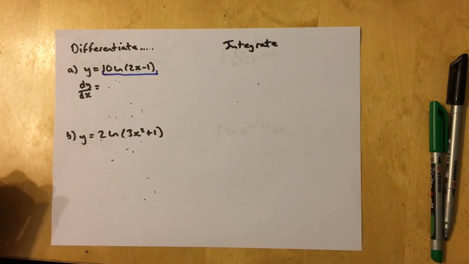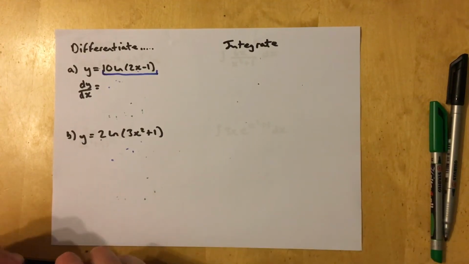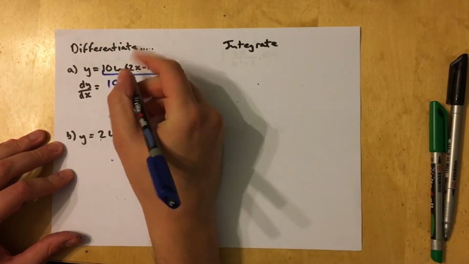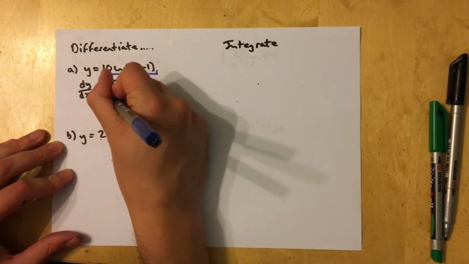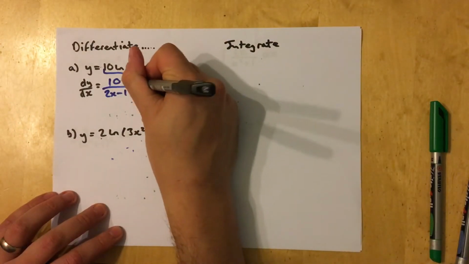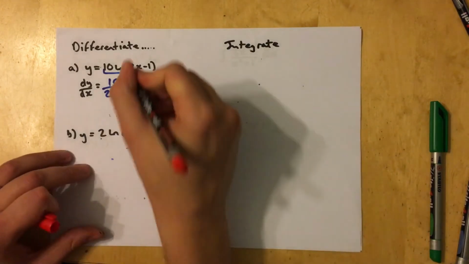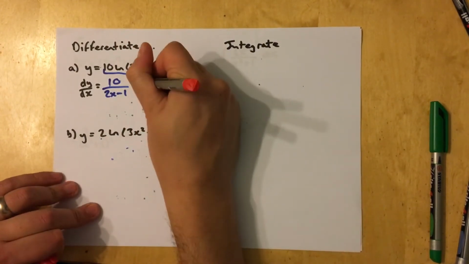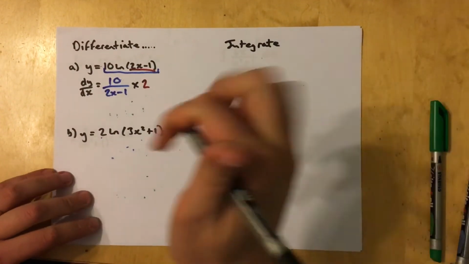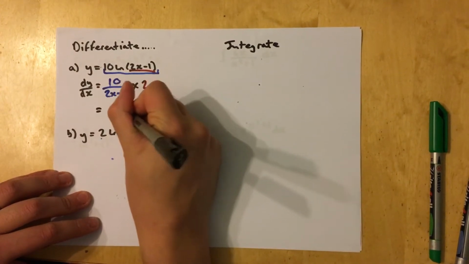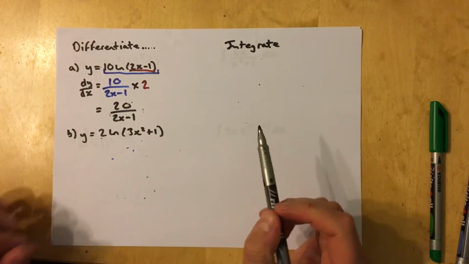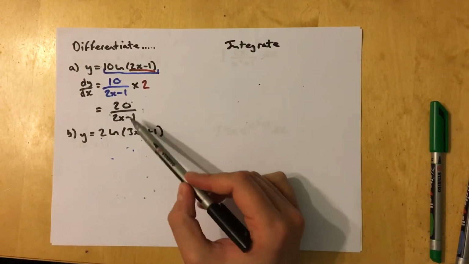And hopefully we know that when we differentiate natural log of something, we get 1 over something. So because we've got 10 lots of it, we're going to have 10 over the something, which happens to be 2x minus 1. And then we multiply that by the derivative of our inner function. Now our inner function is 2x minus 1, so the derivative of that is 2. So what we end up with is 20 over 2x minus 1. It's possibly a little bit tricky here to figure out what's special about this form.